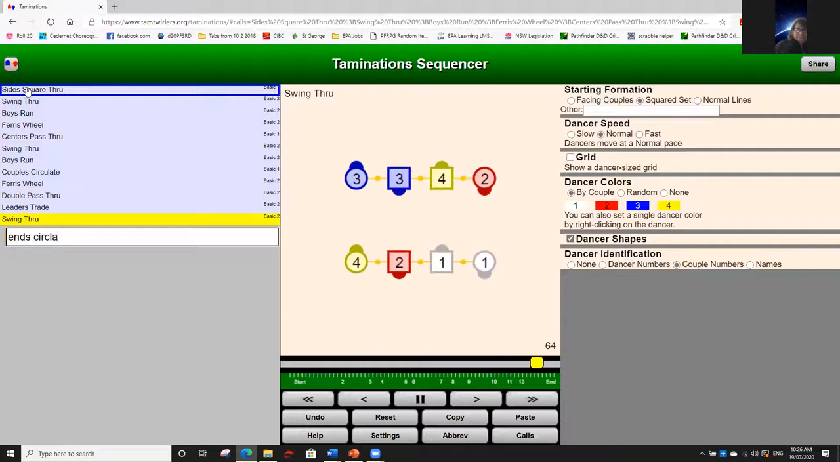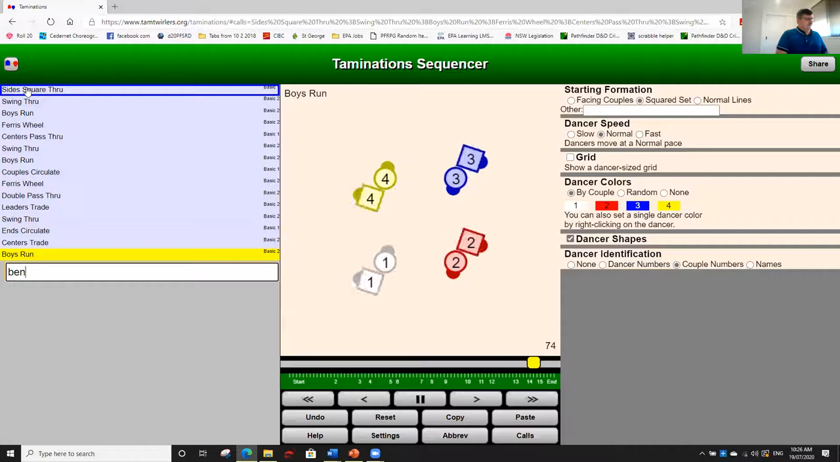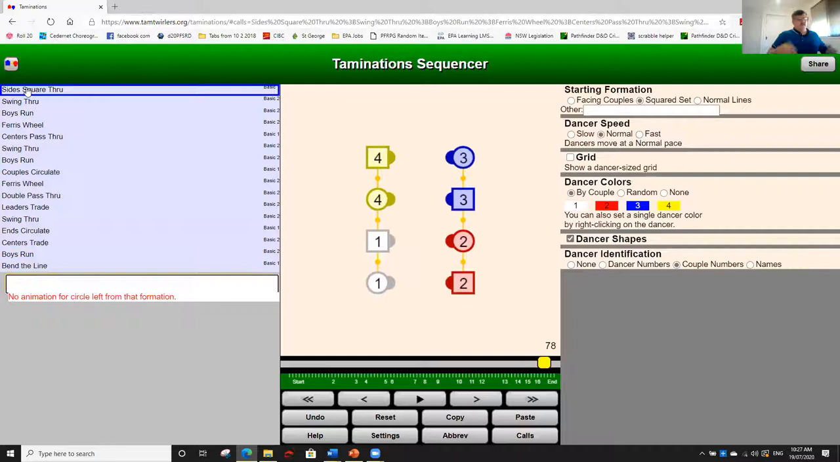Centers. Trade. Boys run. Bend the line. Circle left. And I can go right into my middle break without even going home. Circle left, to an Allemande left in the Alamo style, swing through again, right and left grand, and so on.